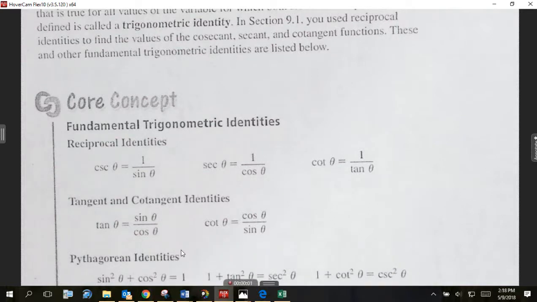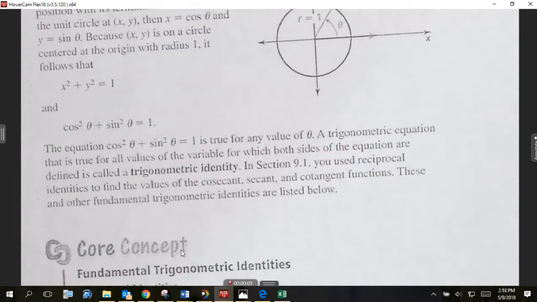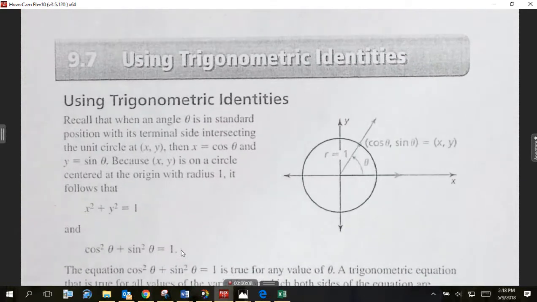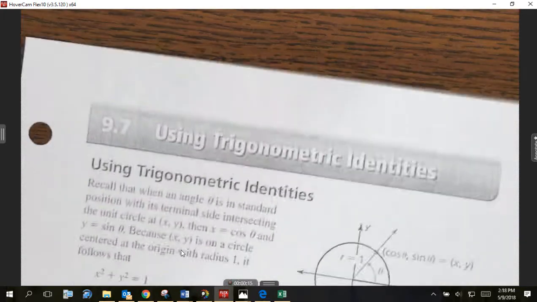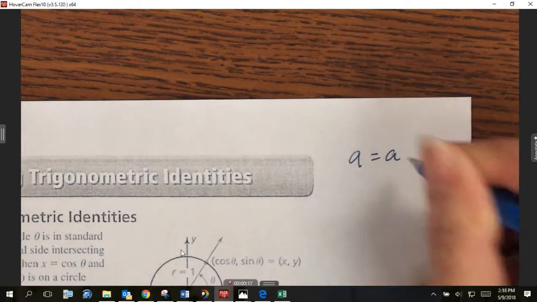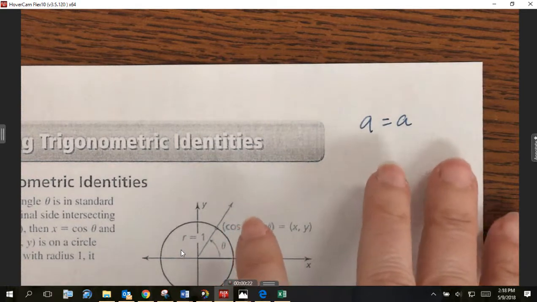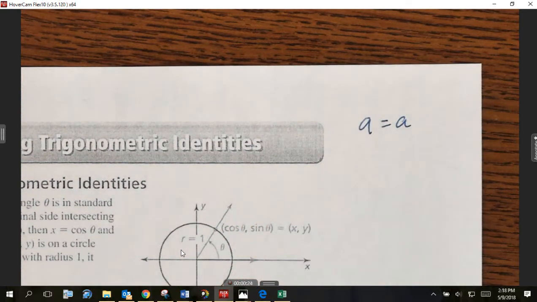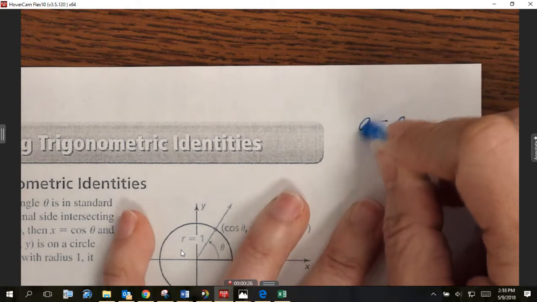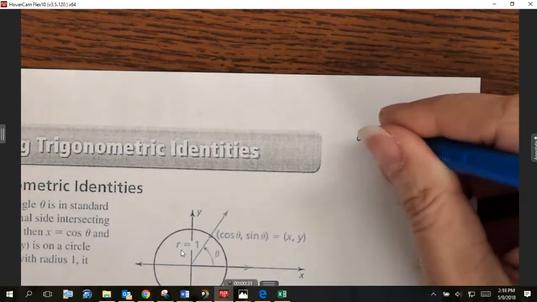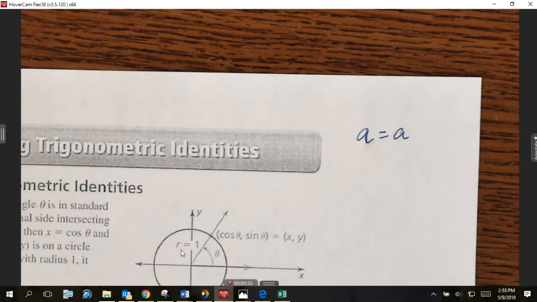Alright, so today we're doing 9-7. We're doing something called using trigonometric identities. Identities in math would be something that equals itself, like A equals A. Identity. What? 9 equals 9? That's an identity.